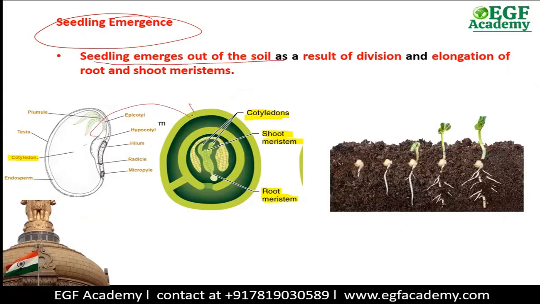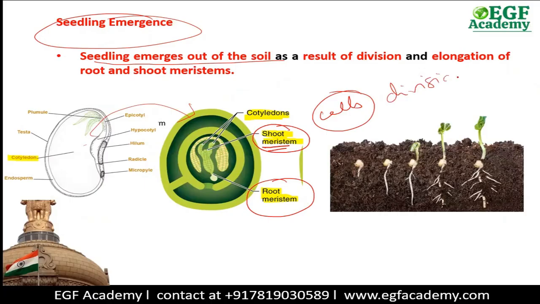Look inside this seed. There are two types of meristems. One is the shoot meristem and the other is the root meristem. What are meristems? Meristems are those cells which divide very rapidly and keep on dividing. So the shoot meristem will form the upper part of the shoot and the root meristem will form the lower part, which is root. Their elongation takes place here and germination will take place from that.